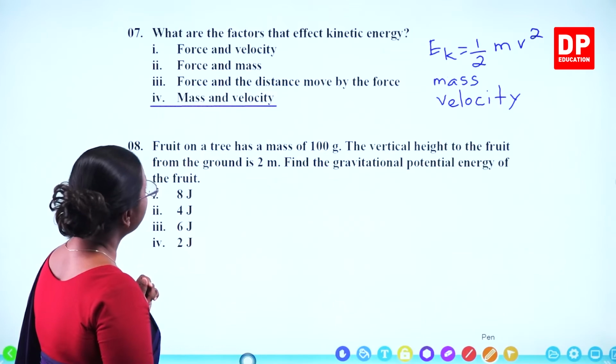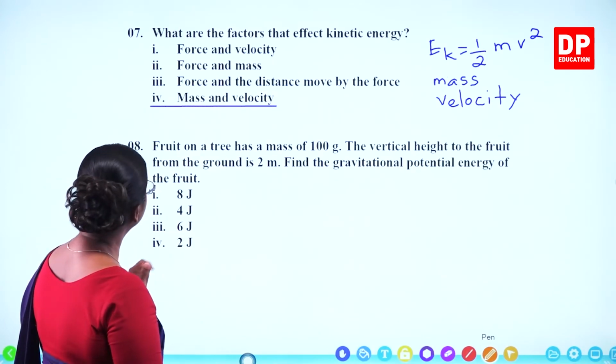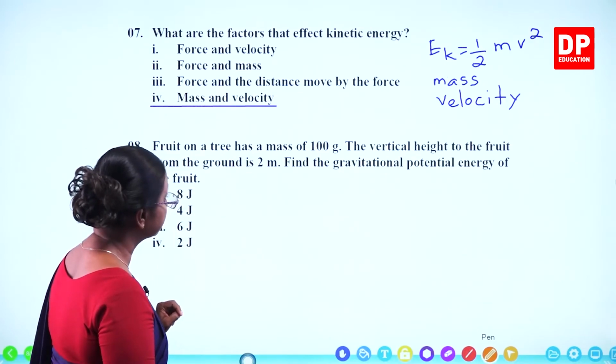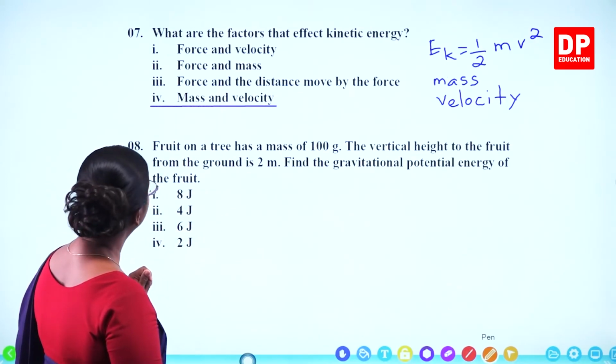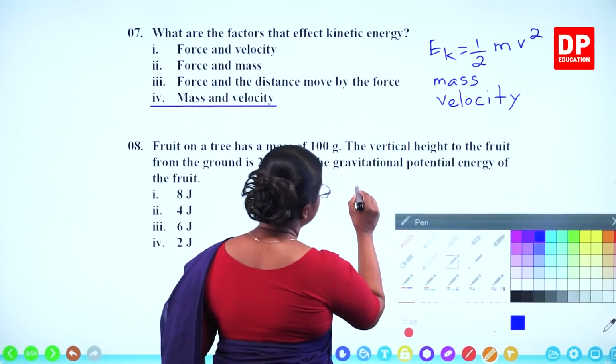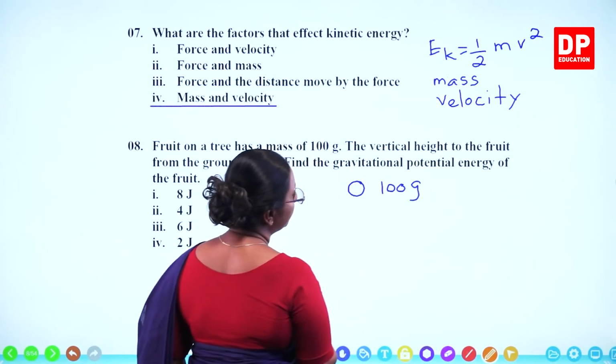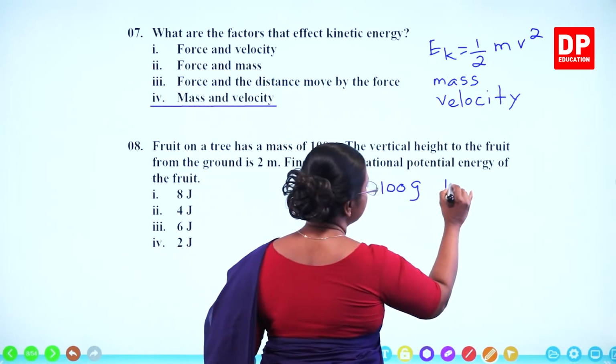Then, a fruit on a tree has a mass of 100 grams. The vertical height to the fruit from the ground is 2 meters. Find the gravitational potential energy of the fruit. So here, the fruit is somewhere here, 100 grams. Again, you need to do the unit conversion.